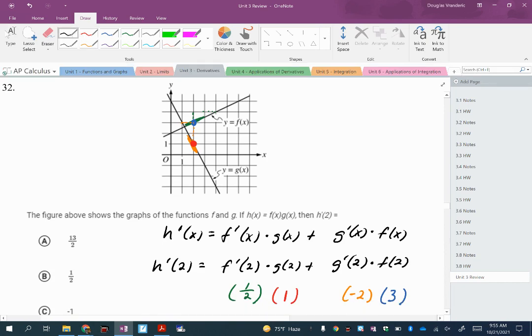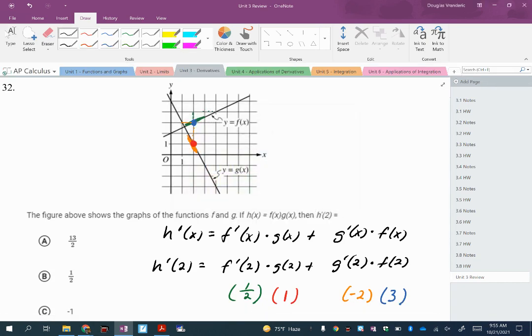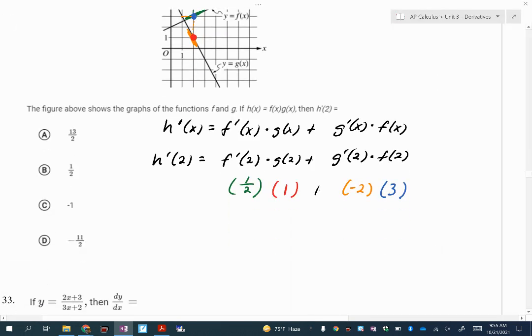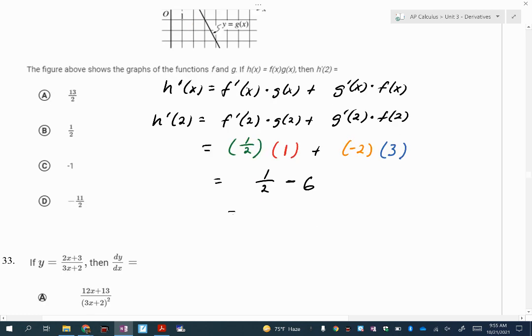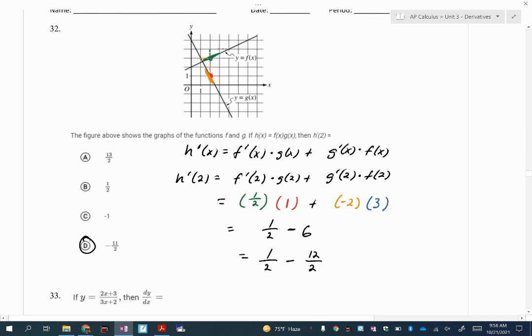All right, so if I do the algebra here, I'll be able to get my answer for h prime of 2. So that's 1/2 minus 6. Change it into a common denominator. That's 1/2 minus 12/2. And 1/2 minus 12/2 is negative 11/2. And that's it. So that's number 32. Let's go to 33.